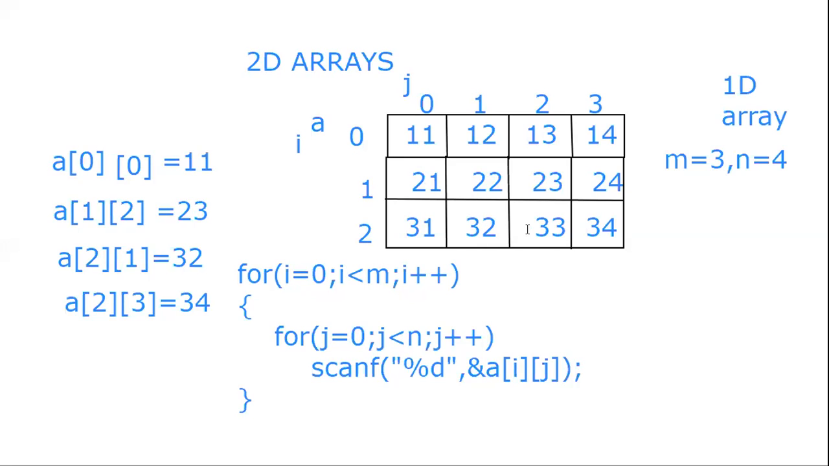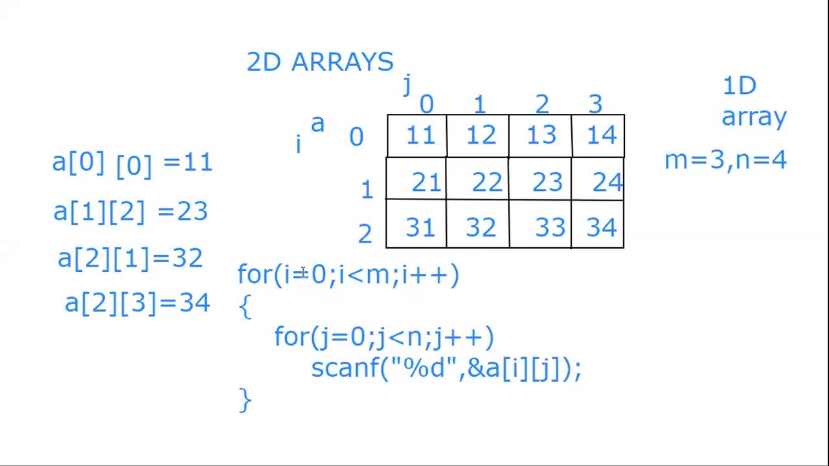And then j becomes 2. Next 33 will be stored to a of 2, 2. And again j is incremented, it becomes 3. All these are still less than 4. So next number gets stored to 2, 3. Right? Now when j becomes 4, 4 less than 4 condition is false because n is 4. Okay, it completes this loop.